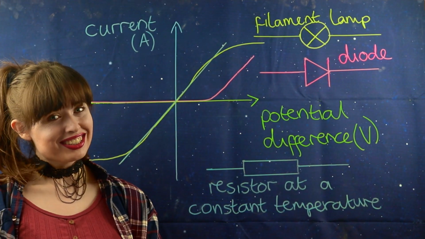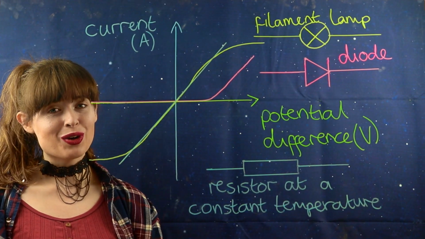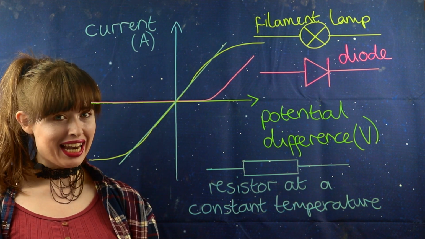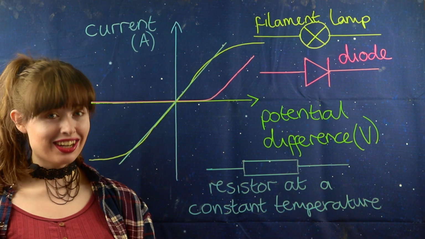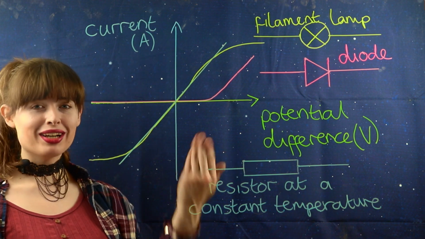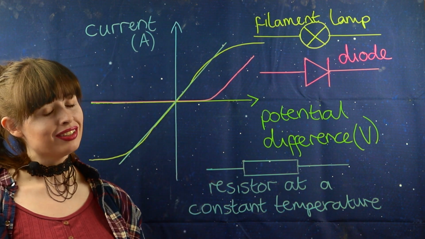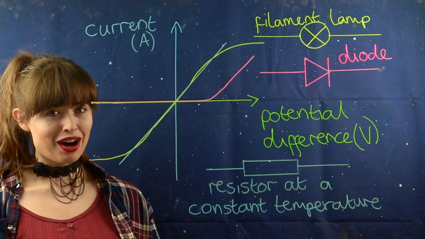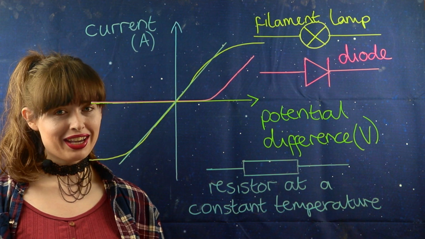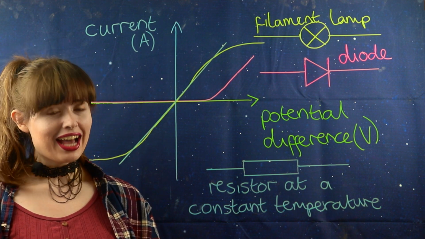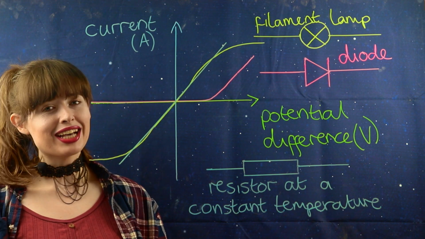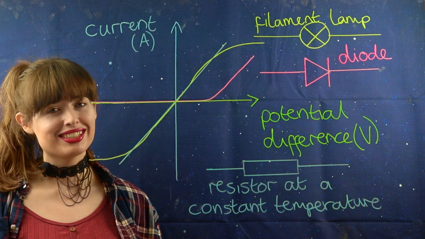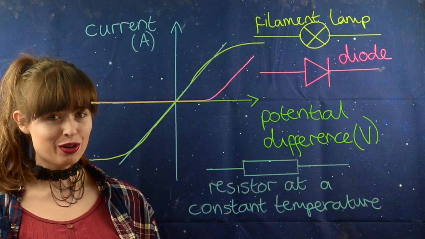There you have it. We've looked at the IV characteristics for a resistor at a constant temperature, for the filament lamp, and for a diode. Here I have combined all three graphs in one, so you can see that the blue line shows the straight line graph for the IV characteristic of the resistor at a constant temperature. That straight line there representing a directly proportional relationship, which means that the resistor follows Ohm's law.